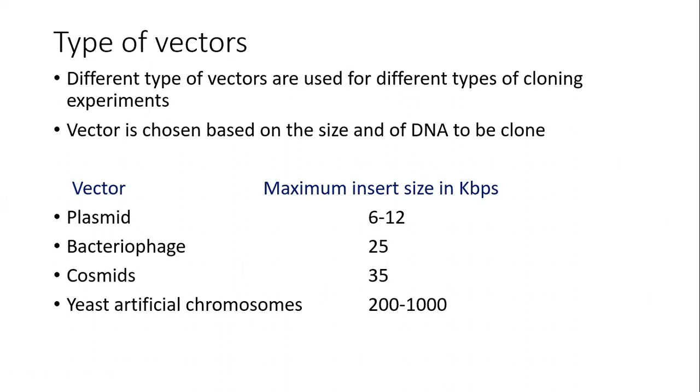So in general, there are different types of vectors, and different types of vectors can be selected depending on the size of the DNA that you want to clone. For example, a plasmid DNA can accommodate an insert size of about 6 to 12 kilobase pairs, while a bacteriophage genome can accommodate up to 25 kilobase pairs of foreign DNA molecule. Cosmids can accommodate about 35 kilobase pairs, while artificial chromosomes such as the yeast and bacterial artificial chromosomes can take up very large inserts ranging from about 200 to 1000 kilobase pairs.